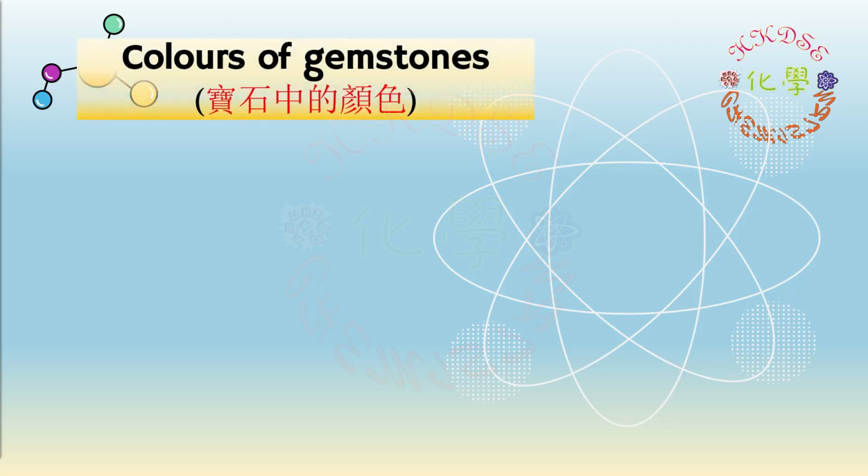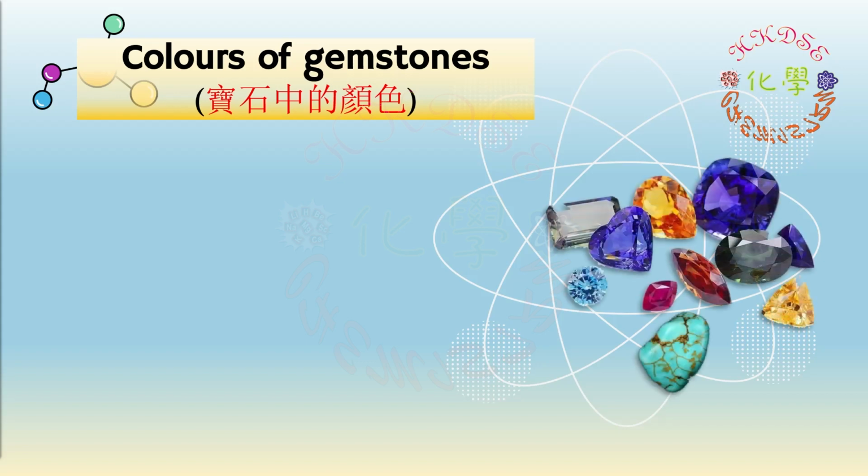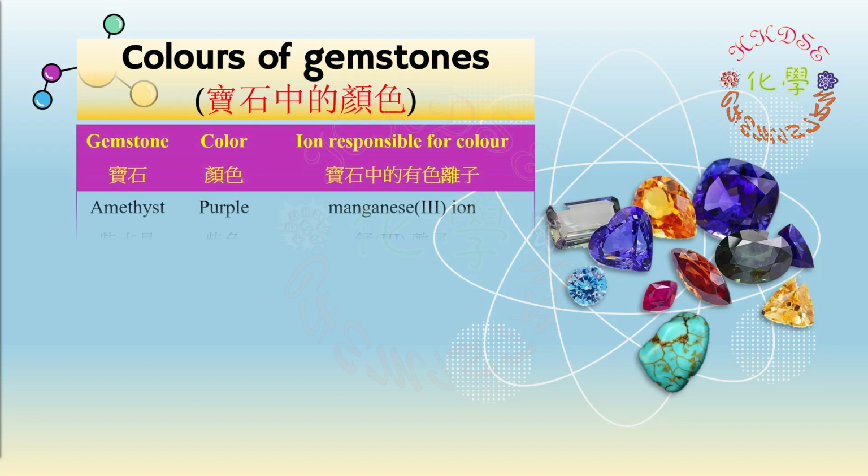Colors of gemstones. Gemstones are very rare minerals with attractive colors. Colors of gemstones are due to traces of colored ions. Some examples are given in the table.